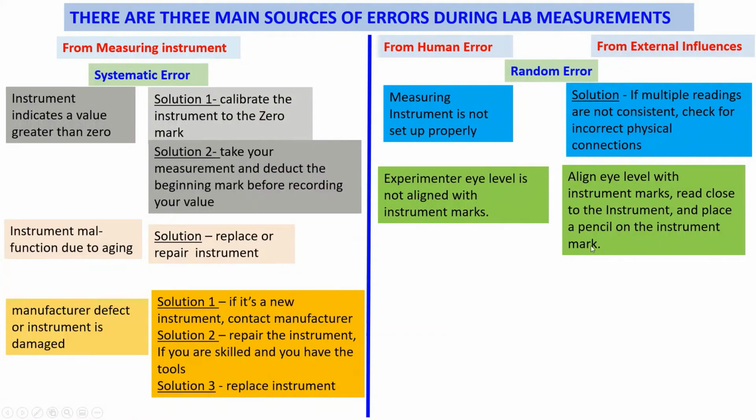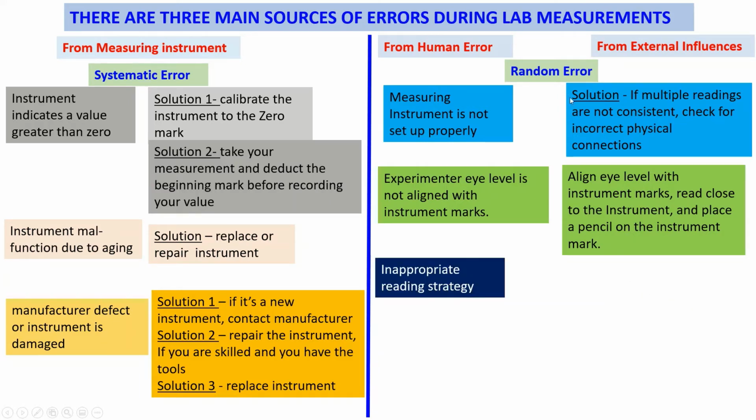So here is a solution for the second random error. Align eye level with instrument marks, read close to the instrument, and place a pencil or any other object over the instrument that you are reading so you can aim a little bit better.